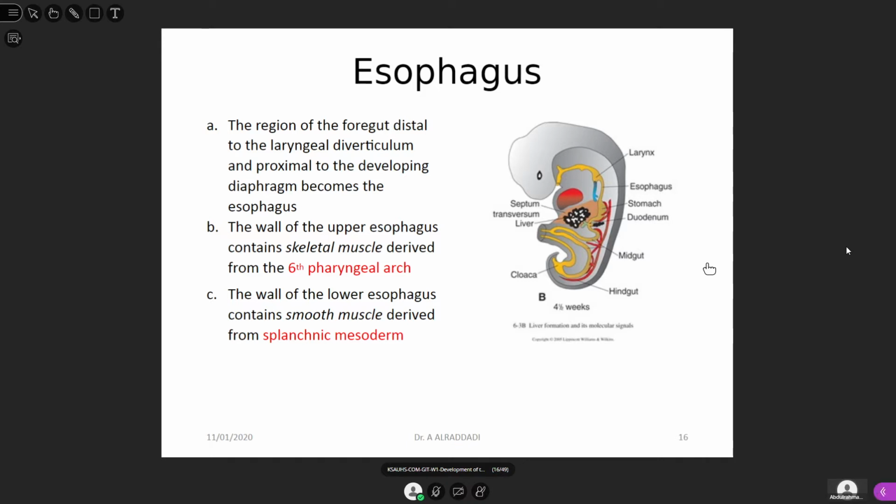Mesoderm, yes, but we don't call it mesoderm, not paraxial mesoderm. Paraxial mesoderm would give rise to the musculoskeletal. Yes, correct, mesoderm, but we call it mesenchyme. The pharyngeal arch, we call it mesenchyme because it contains mesoderm and also neural crest cells. The wall of the lower esophagus contains smooth muscle derived from the splanchnic mesoderm. The middle part of the esophagus contains both smooth and skeletal muscles, brought from the sixth pharyngeal arch and from the splanchnic mesoderm.